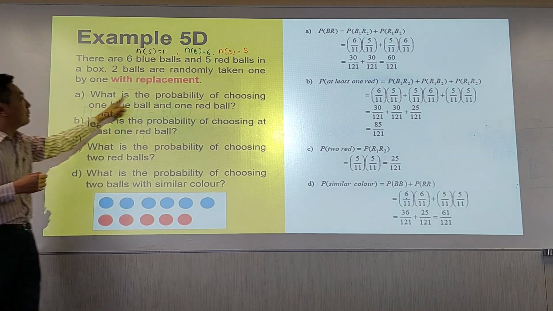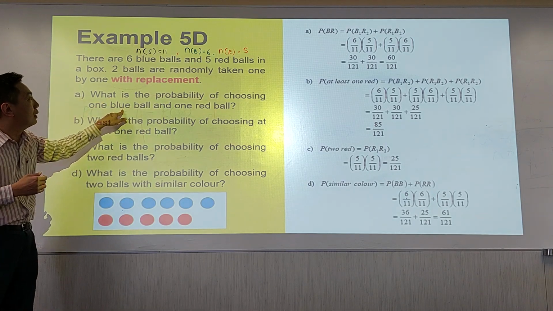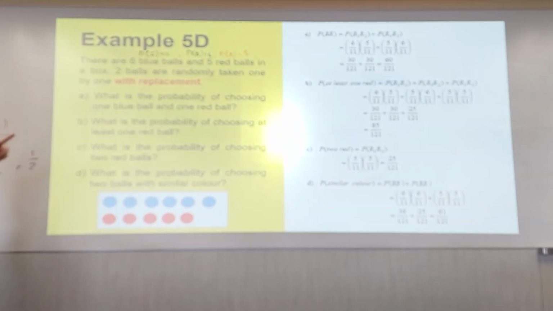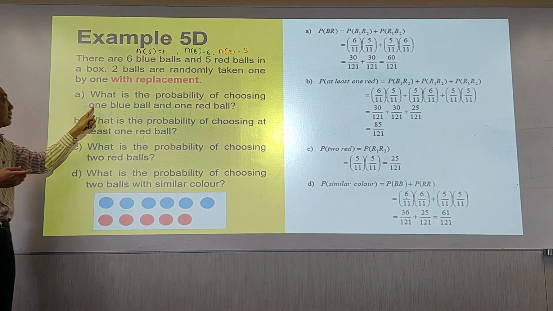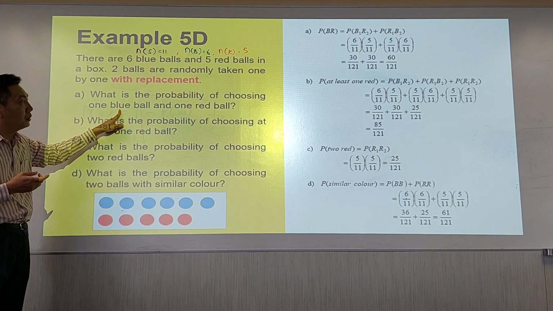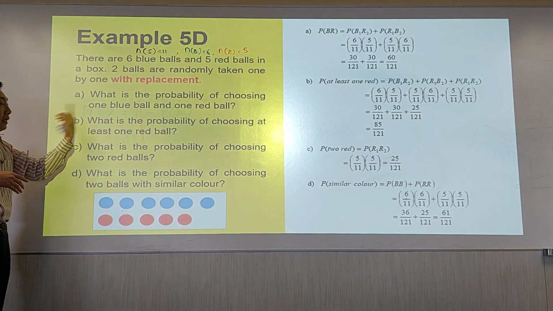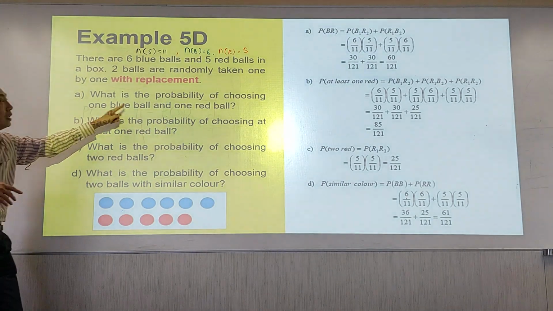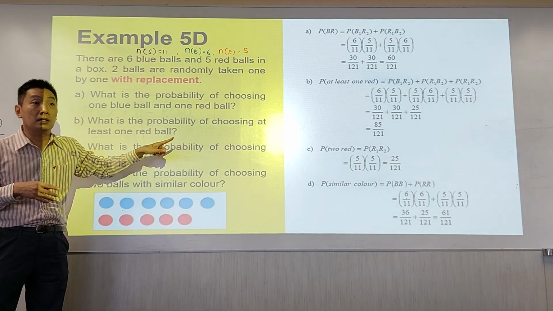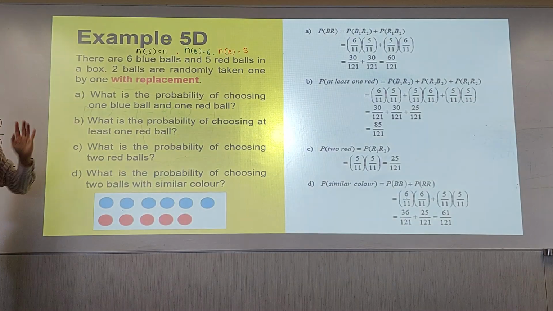Okay, A. What is the probability of choosing 1 blue ball and 1 red ball? This is the question, right? So this question does not specify the first ball must be blue and the second ball must be red. It's only mentioned that either one of the balls is blue and another ball is red. So you have to consider the sequence, right?